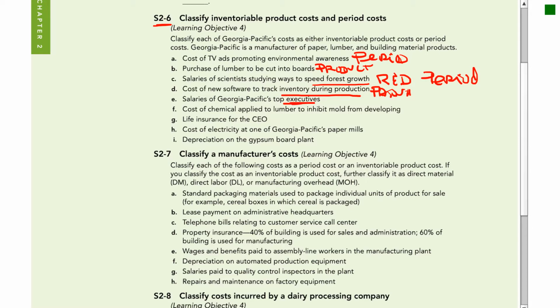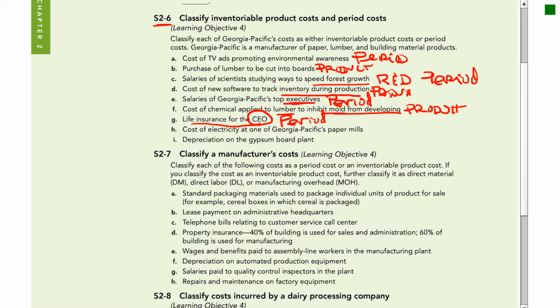Letter E, salaries of their top executive. That's a general admin type of expense. Remember I said earlier, think of your period cost as general admin. That's going to be a period cost. Letter F, cost of chemical applied to lumber to inhibit mold from developing. Well, guess what? That's part of your product. So letter F is also going to be a product cost. Letter G, life insurance of who? That's the CEO. Remember, that's an executive as well. That's general admin, so that would be a period cost.